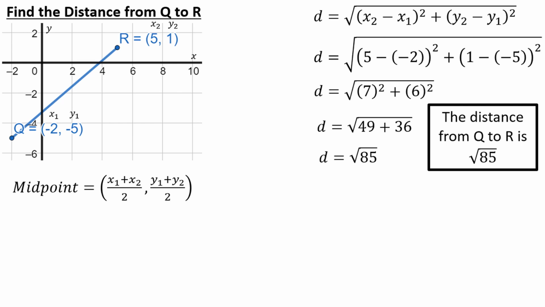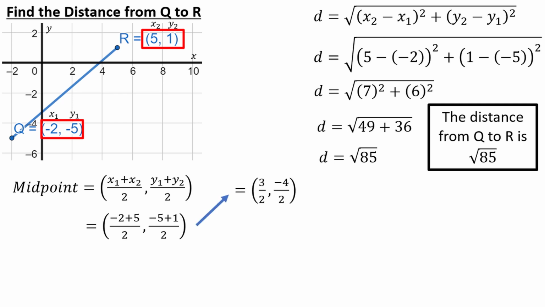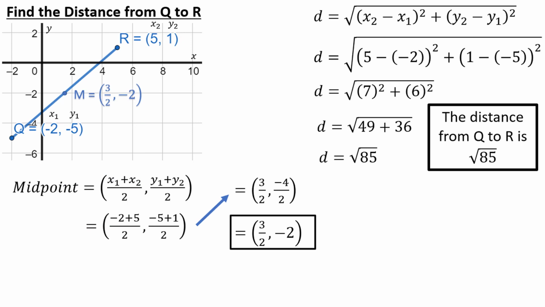Let's calculate the midpoint from the same 2 points, Q and R. We have -2 plus 5 over 2, comma, -5 plus 1 over 2, which simplifies to 3 over 2, comma, -4 over 2, which simplifies yet again to 3 over 2, comma, -2. That means that the point 3 over 2, -2, is exactly in the middle of the 2 points Q and R.